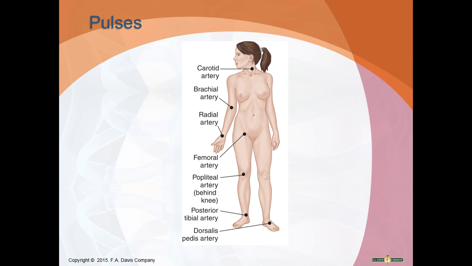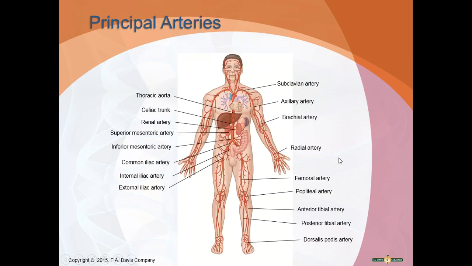Some of the ones that you're probably going to learn are the carotid artery, like you take in CPR, if you're concerned whether a person's heart is beating. You have the brachial artery, the radial artery, the femoral artery, the popliteal artery, which is behind the knee, the posterior tibial artery, and the dorsalis pedis artery. These are the pulses. This is what we're feeling to see if we're getting circulation to everywhere in our body.